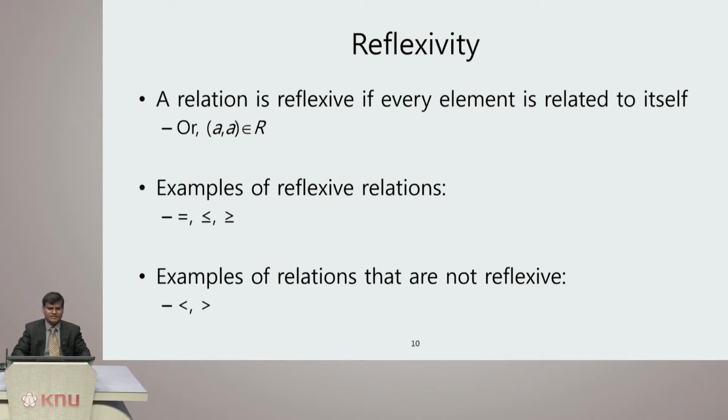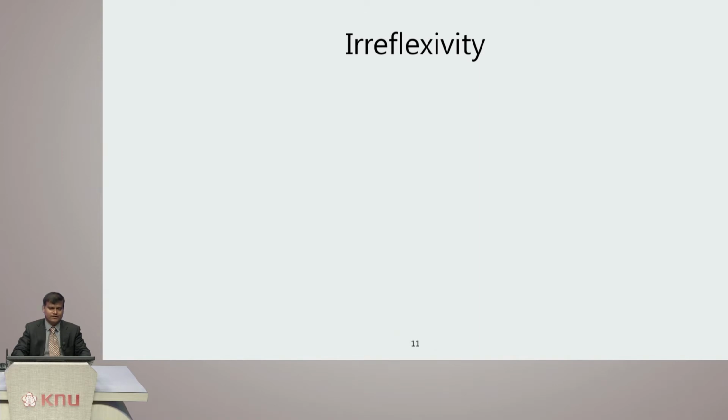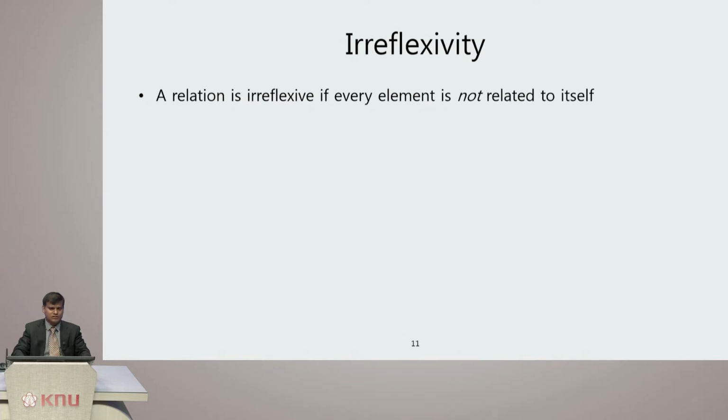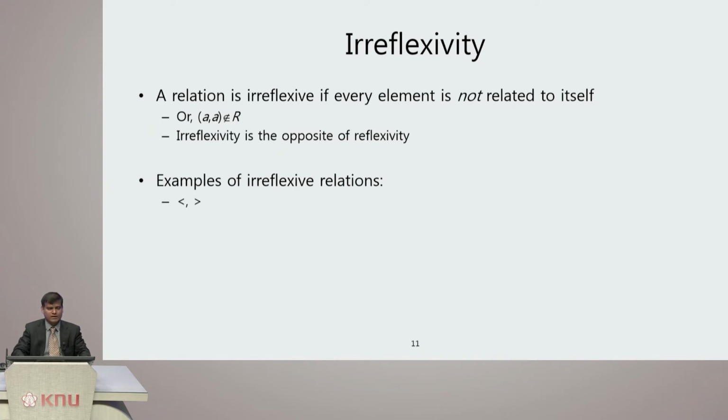Let's talk about what irreflexivity is. Generally, a relation is irreflexive if no element is related to itself. It's just kind of the opposite, right? So we have (a, a) is not in R. In other words, it is the opposite of reflexivity. And here the relationship is established by means of signs like less than or greater than. Again, the opposite of this would be equal to, less than or equal to, greater than or equal to.